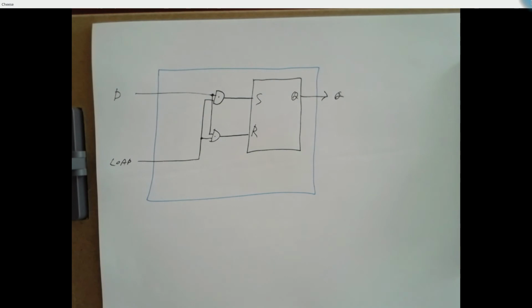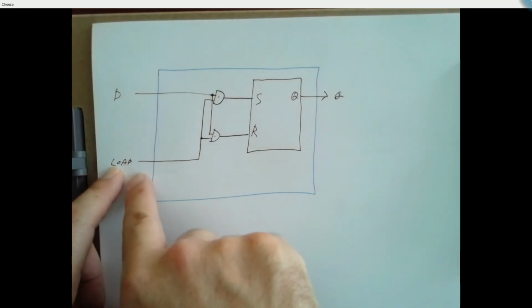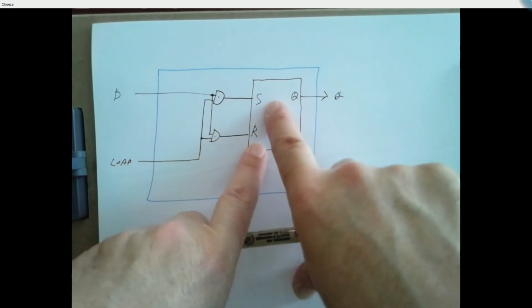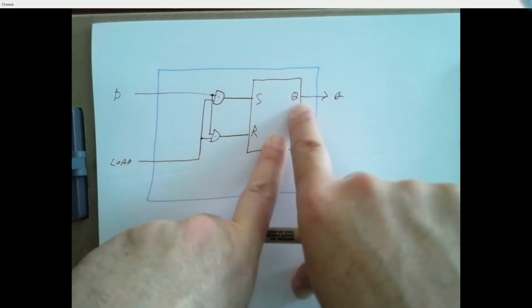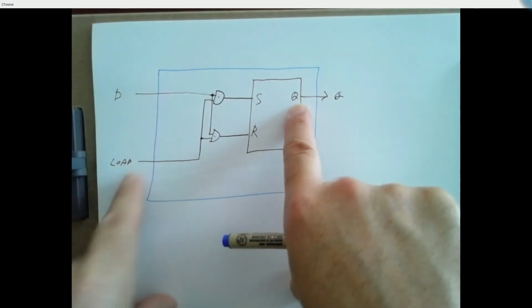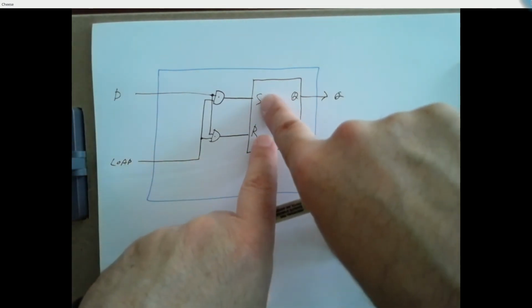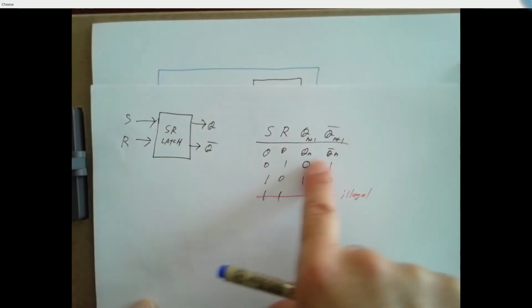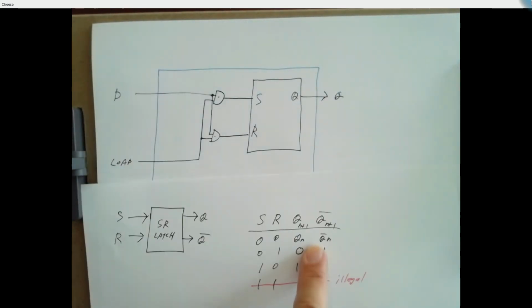And what does this do? If your load input is 0, then you've got a 0 going into both of these AND gates. S and R are going to be 0. Your Q value is stable. Doesn't matter what happens on D. If load is 0, both of these are 0, and we know that if S is 0 and R is 0, your latch output is stable.